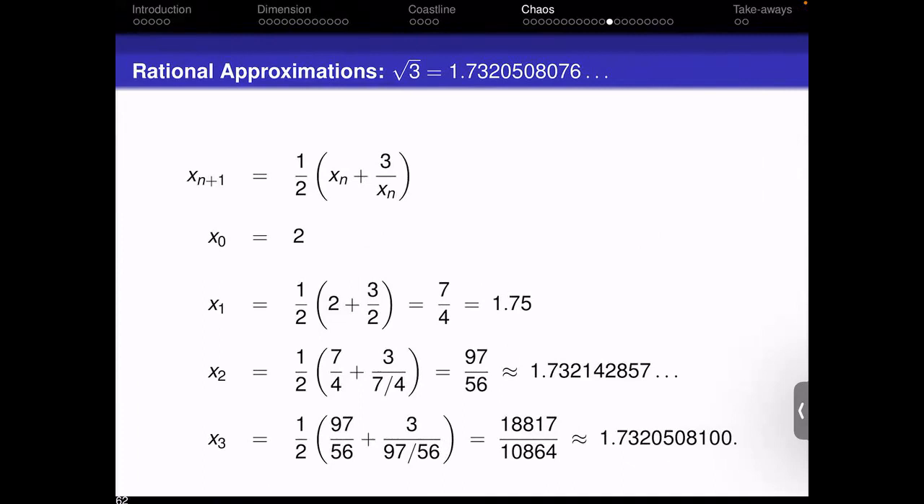If you do it the next time, you get 18,817 over 10,864, 1.732050810 versus 1.732050876. We have 1, 2, 3, 4, 5, 6, 7. We have 7 digits right now, and we end with 100 rather than 0.76. We're off by 0.00000000024. And that's after just 3 simple iterations.